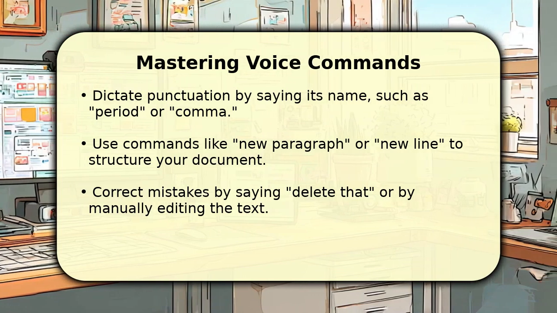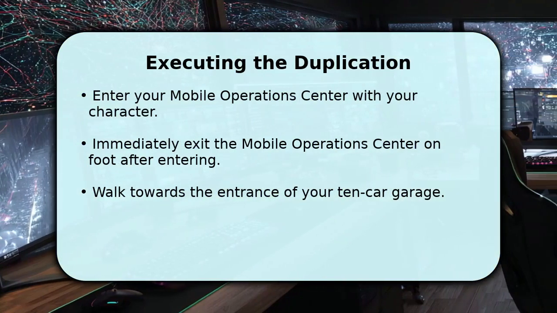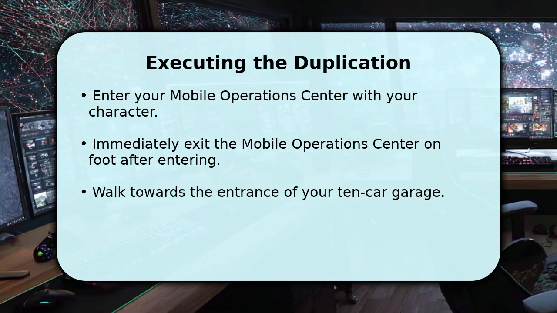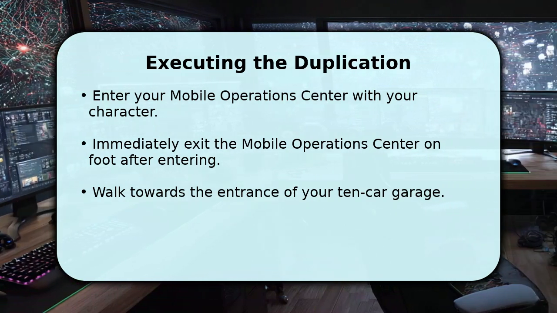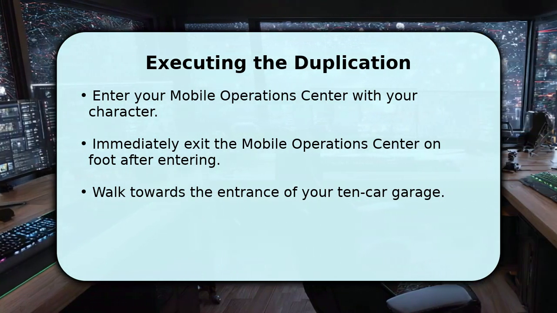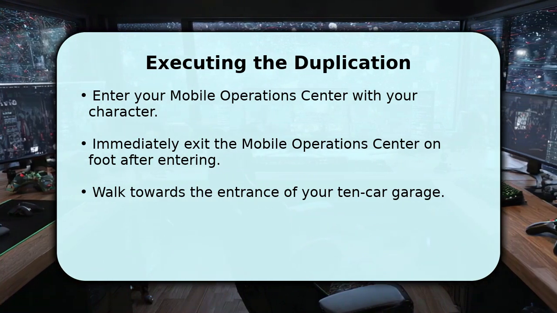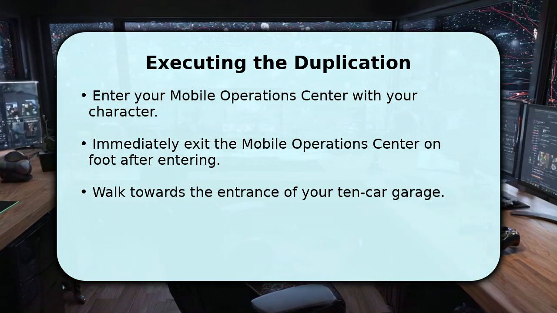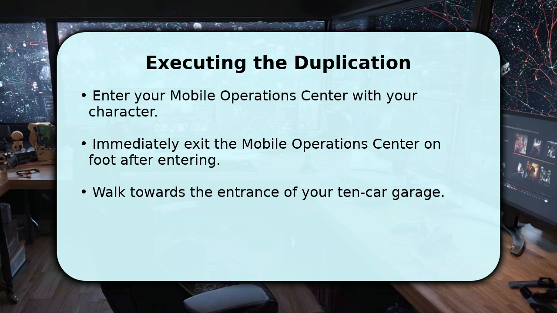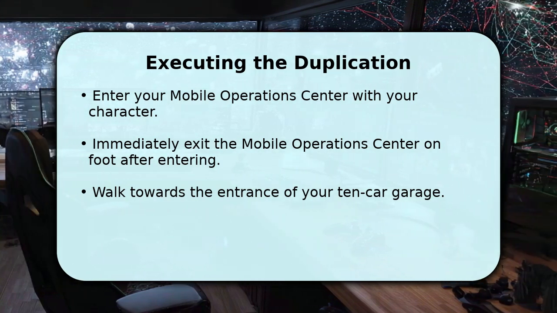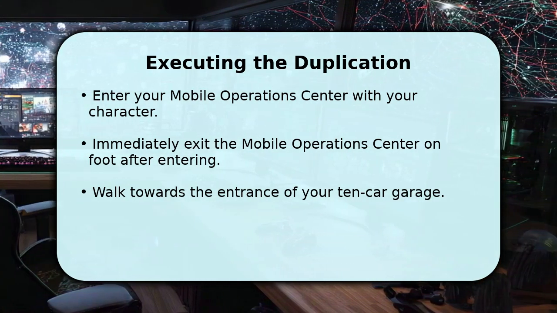Once your mobile operations center is perfectly aligned, enter it on foot. As soon as you are inside, exit the MOC again on foot. Now, slowly walk towards the Tengkar garage entrance. A prompt to enter the garage will appear. Select the option to enter on foot. This sequence often triggers the duplication glitch successfully.